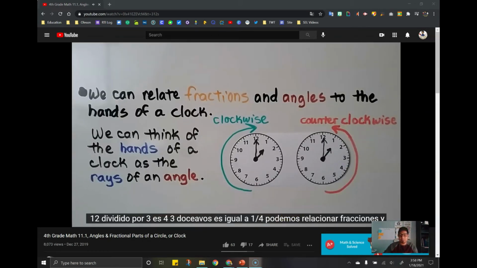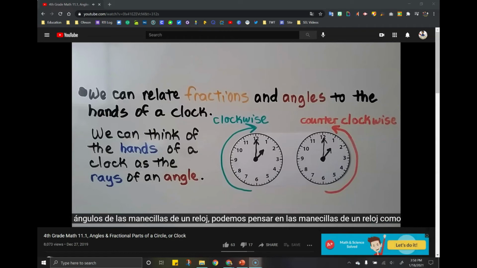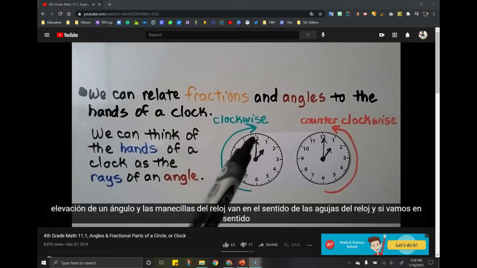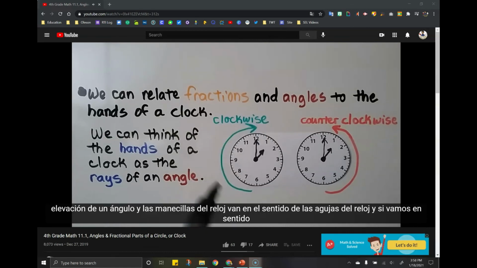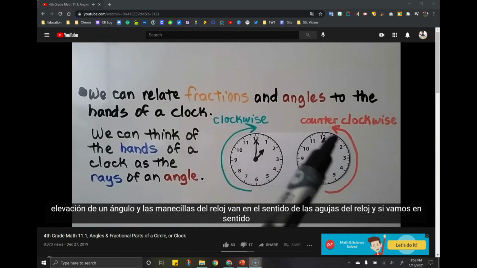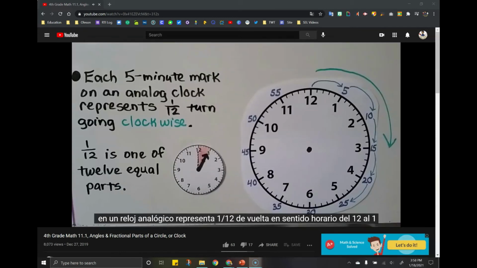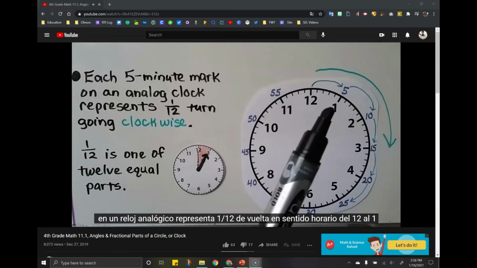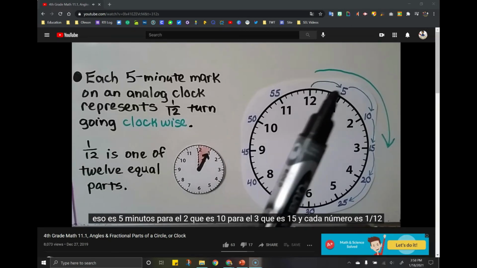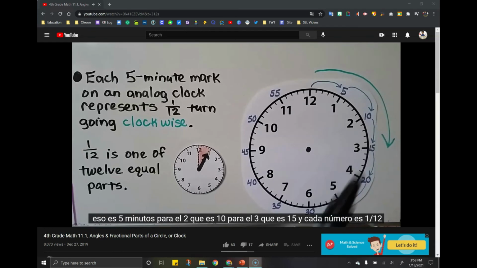We can relate fractions and angles to the hands of a clock. We can think of the hands of a clock as the rays of an angle. And a clock's hands go clockwise. And if we go opposite the directions of a clock's hands, we're going counterclockwise. Each 5-minute mark on an analog clock represents 1/12 turn going clockwise. From the 12 to the 1, that's 5 minutes. To the 2, that's 10. To the 3, that's 15.